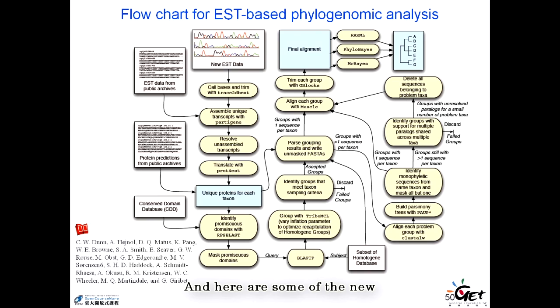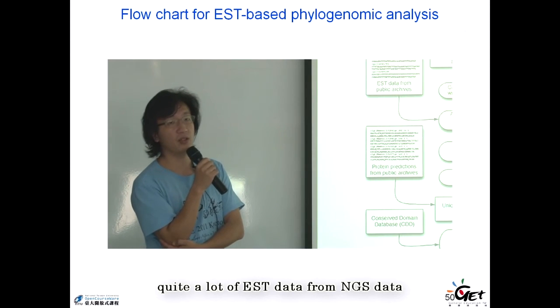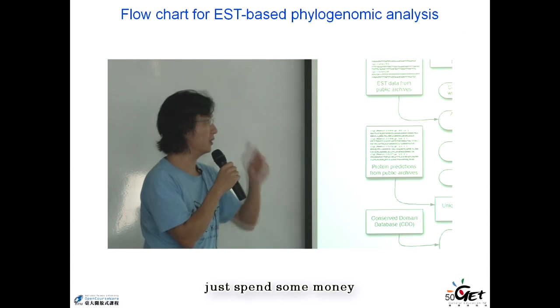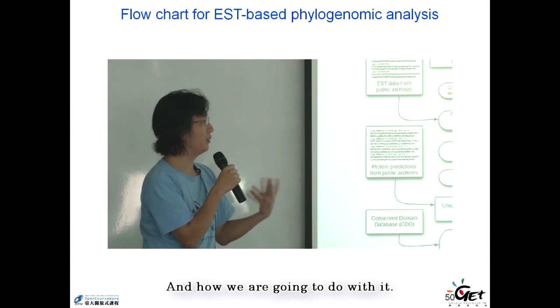And here are some of the new approaches we have nowadays: getting quite a lot of EST data from NGS data. It's very easy, you just spend some money and you get a lot of sequences. Then how are we going to deal with it?